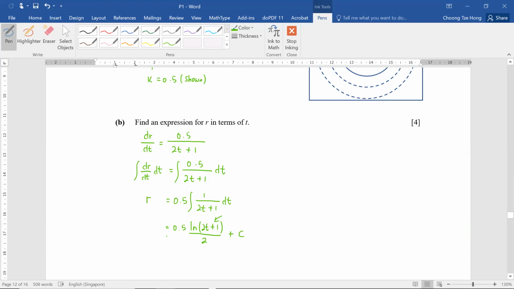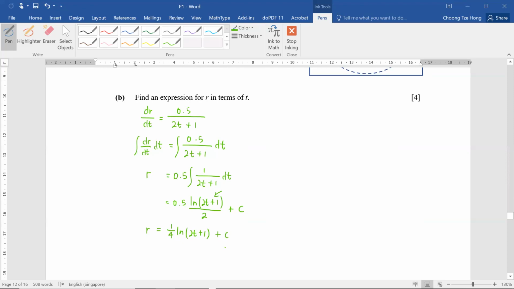All right. So we're going to simplify this a bit first before we try to find the value of c. 0.5 divided by 2 is going to be 1/4. So it's going to be 1/4 ln(2t plus 1) plus c. 0.5 over 2 is 0.25, which is 1/4. So how are we going to find this value of c?